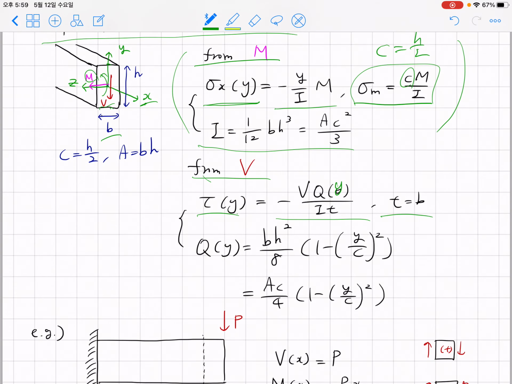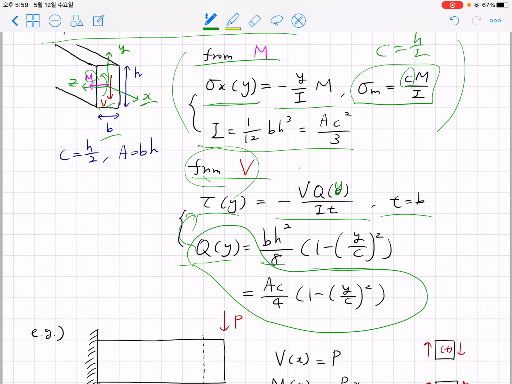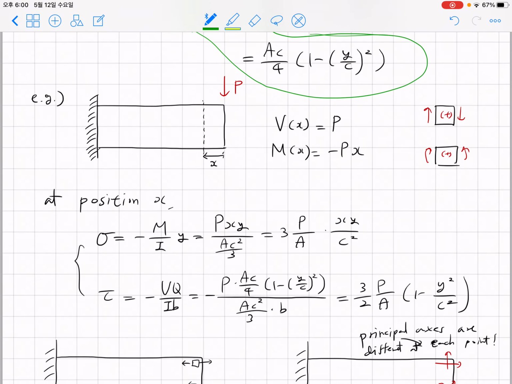Okay, so from the chapter on vertical force V, we obtained the expression for Q(y). Q(y) turns out to be something multiplied by 1 minus y squared over c squared, which is a parabolic curve, and this gives us the information on the distribution of tau_xy, because V, I, and t are all constant over the cross section. Now, having obtained the sigma_x distribution and the tau distribution, somebody asks us what will be the principal axis for the beam in bending.